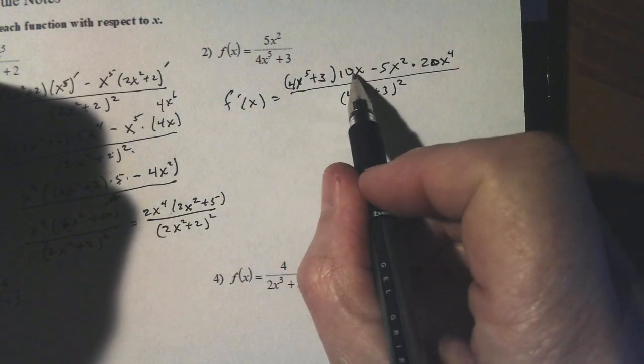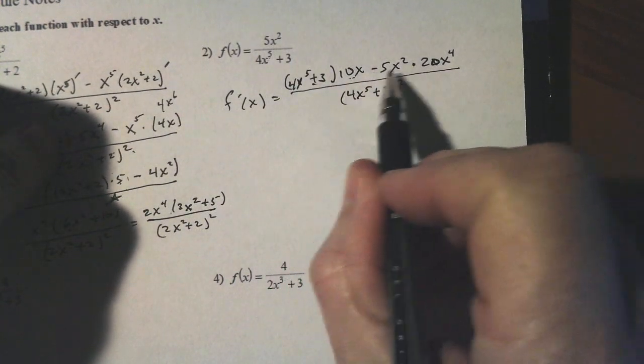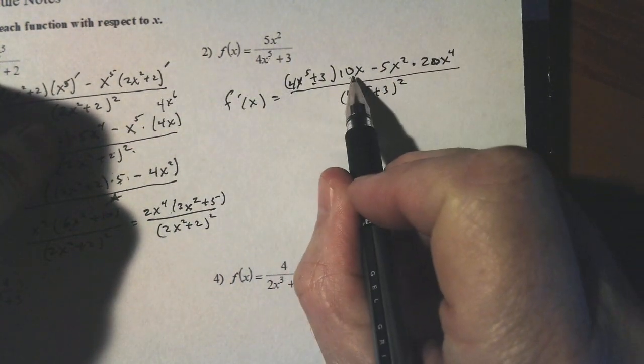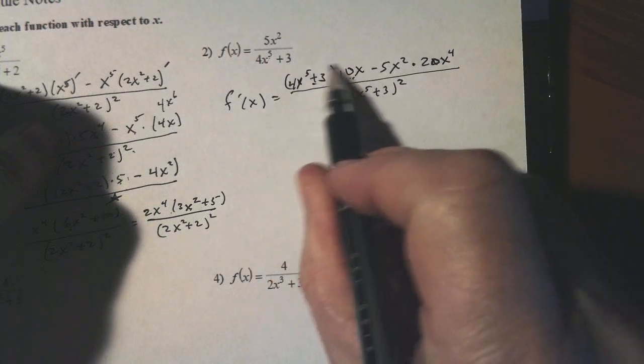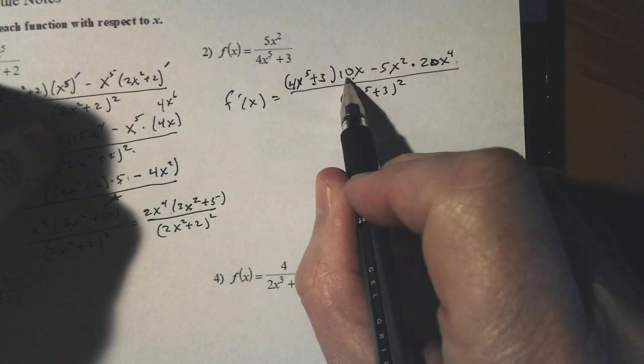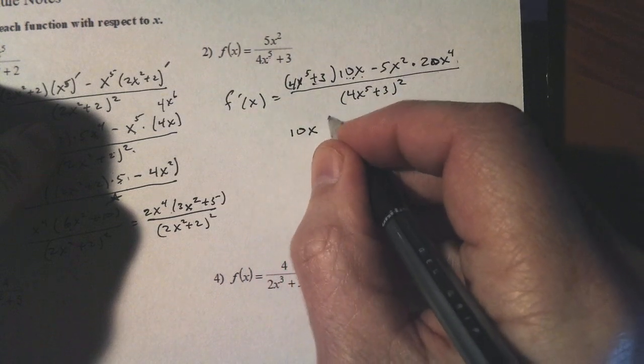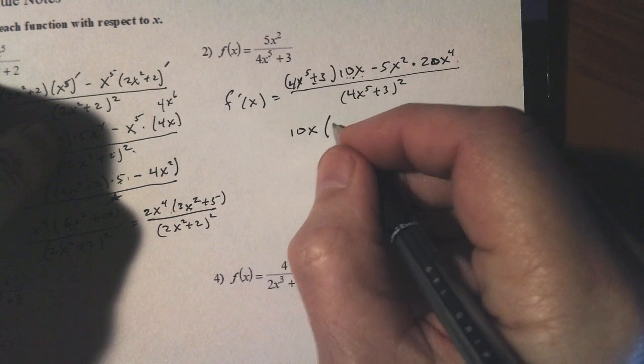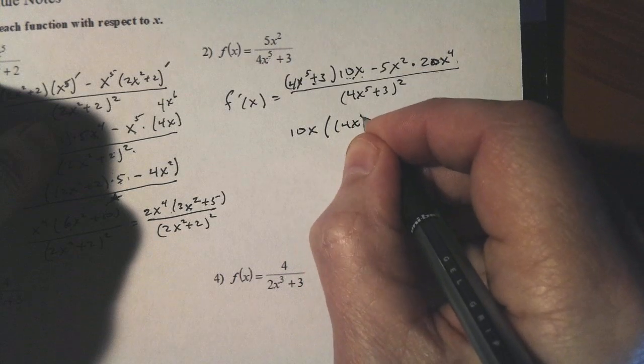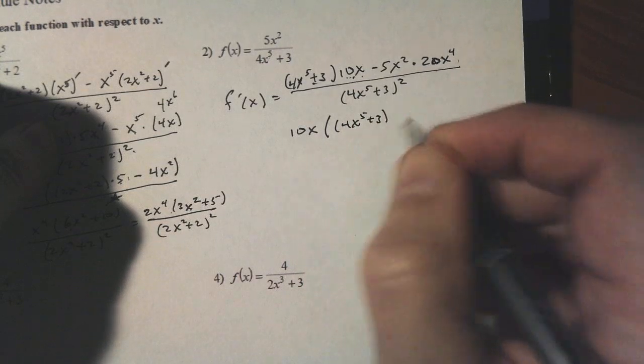Now I take a look at this term, and we could simplify this term first, but I know I can factor out of this term and this term a 10 and an x. So I get 10x times, from this term all that's left is the 4x to the 5th plus 3.